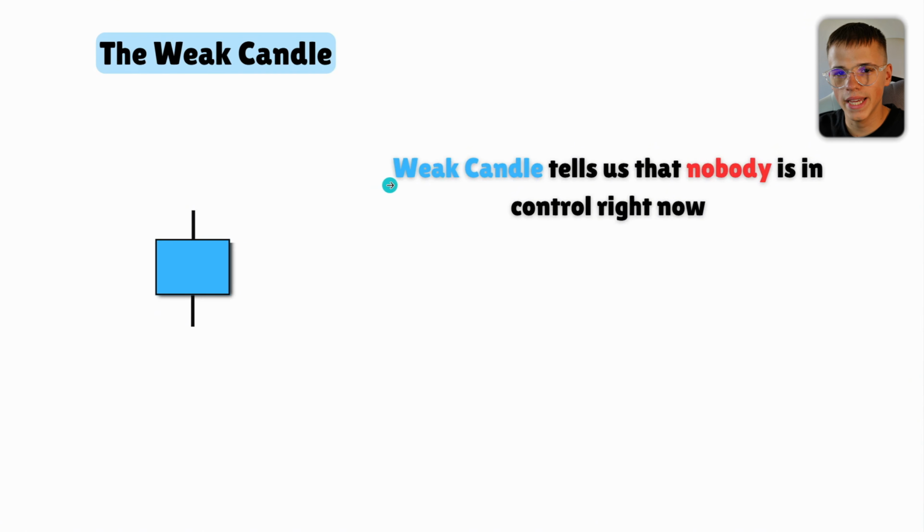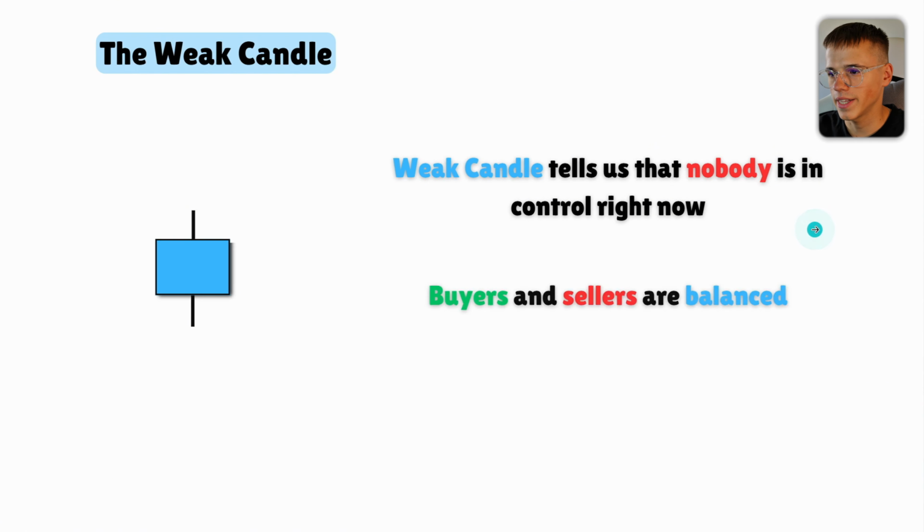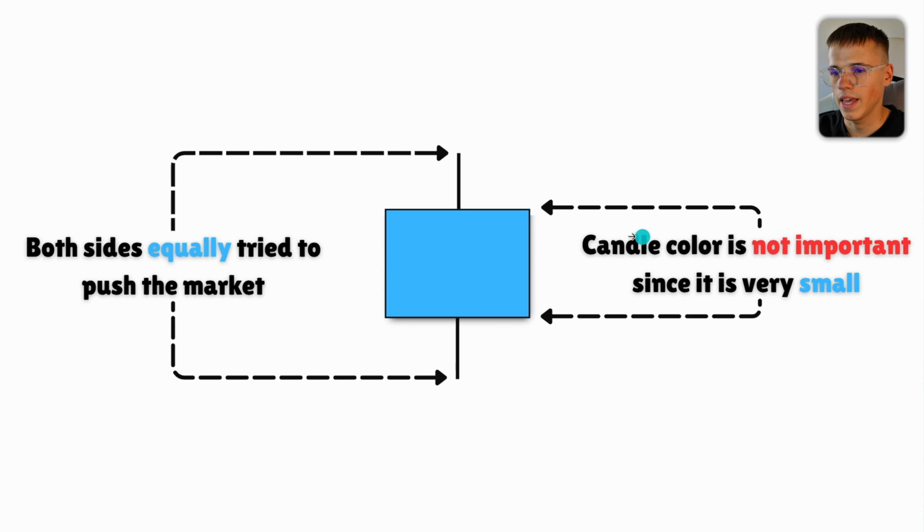So basically a weak candle tells us that there is literally nobody in control of the market right now. So both buyers and sellers are balanced. And basically if you see on the screen right now, you can see that this right here is the body, and it indicates to us that the market did not move quite a lot, and the colors are not important since the market is staying in the same place.